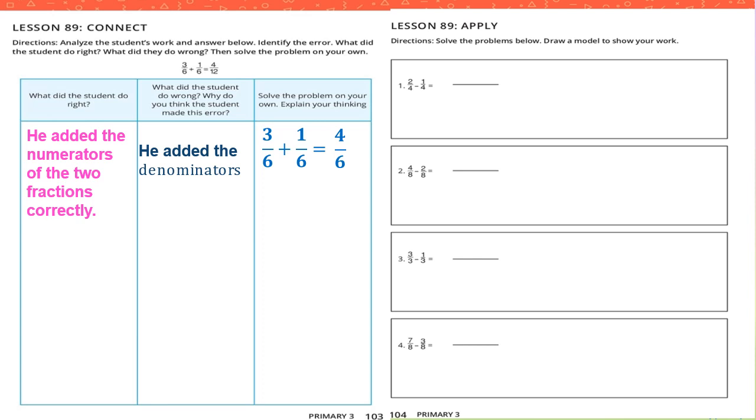Let's start the apply part here. This is about subtracting fractions. The steps are like the steps we said in adding fractions, but here we must subtract, okay? Not adding. Number 1, 2 over 4 minus 1 over 4.